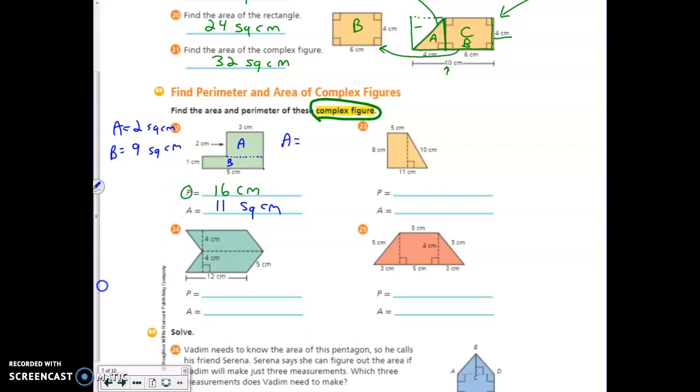The area for rectangle A is a base of 3, which they already give us, and a height of 2, which they already give us, for 6 square centimeters. And then as I look at rectangle B, a base of 5, which they already give us, and a height of 1. 5 times 1 is 5, and we still end up, when we add those two things together, with our answer of 11 square centimeters.